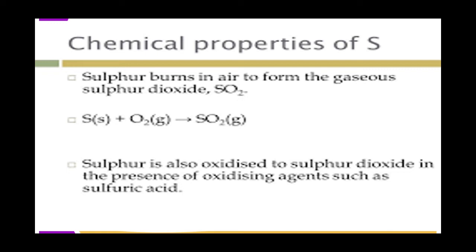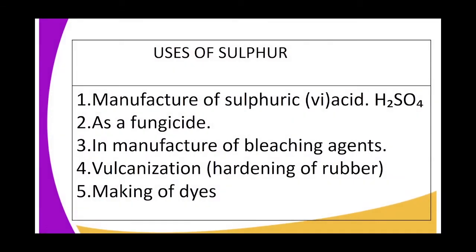What are some of the uses of sulfur? Sulfur is used to manufacture sulfur 6 acid, or sulfuric acid. Number 2, it is used as a fungicide to kill fungi. Number 3, it is used to manufacture bleaching agents used to bleach wood pulp in the paper industry. Most paper industries like Kasuku use sulfur in order to bleach pulp in their industries.